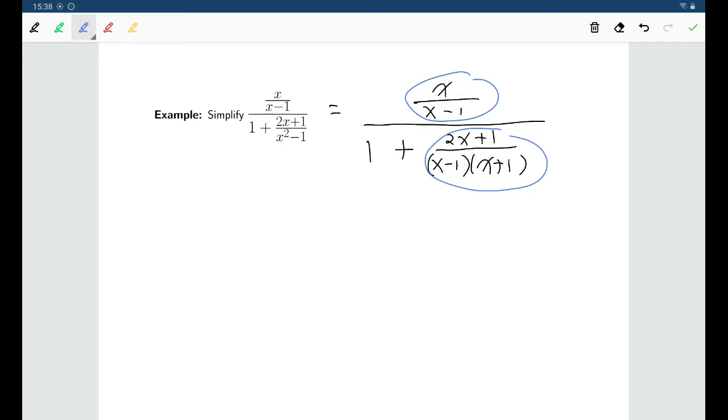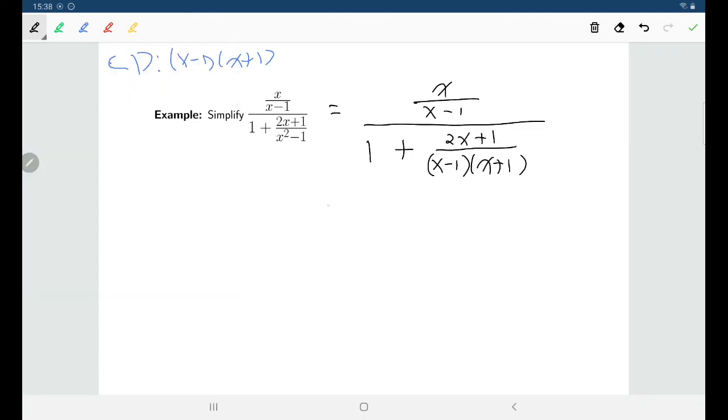So if you're taking a look at this, the common denominator that we would have for those two fractions would be x minus 1, x plus 1. And so that's what I'm going to multiply everybody top and bottom by. When I multiply this fraction by x minus 1, x plus 1, the x minus 1's would cancel, leaving just the x plus 1 behind.